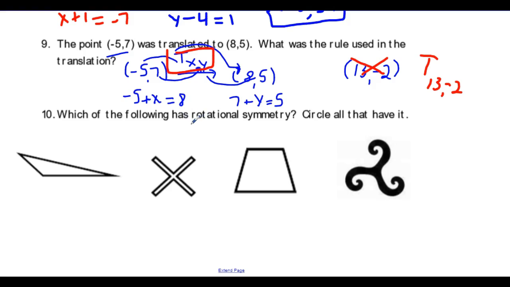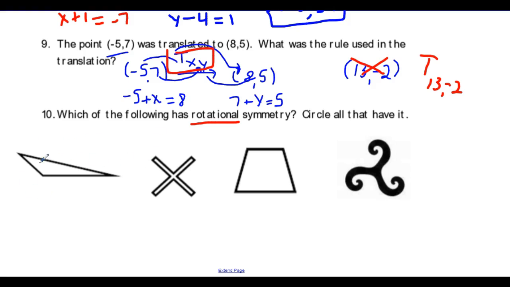Which of the following has rotational symmetry? Rotational is what it sounds like, rotating, turning. Rotational symmetry, if something has symmetry, that means that perhaps one half looks like the other half, one side looks like the other side, but now we're talking about turning. A figure has rotational symmetry if you can rotate it and it looks the same as it started out.